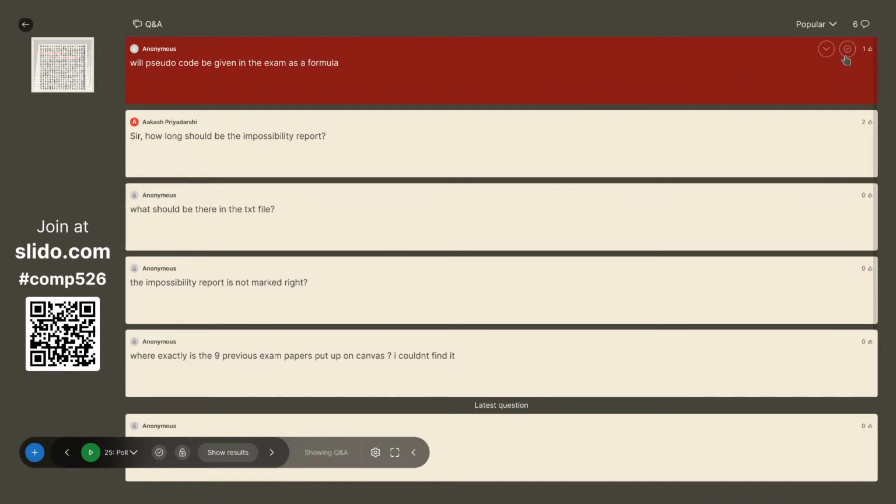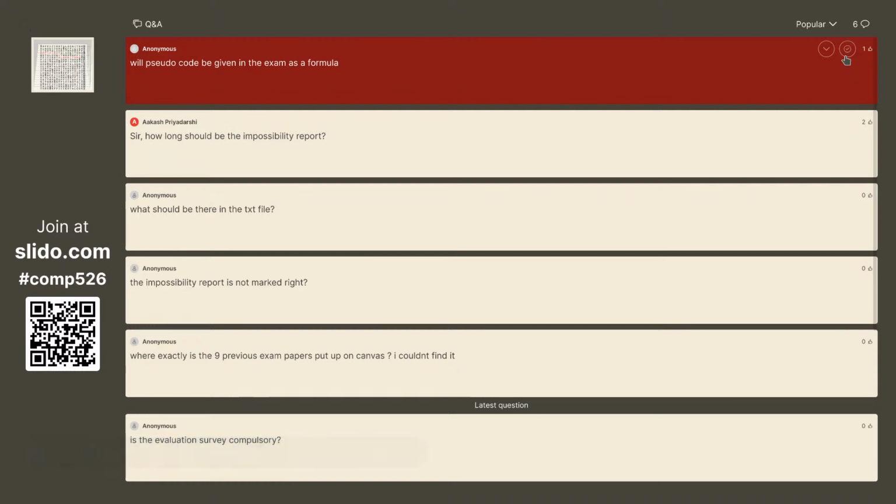So the exam is on paper, right? You get a printed thing. There's no electronic devices allowed in the room, by and large.